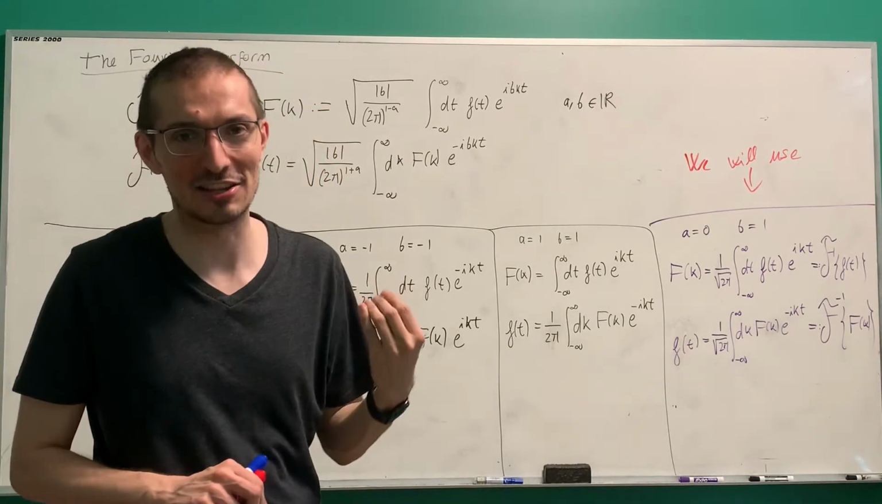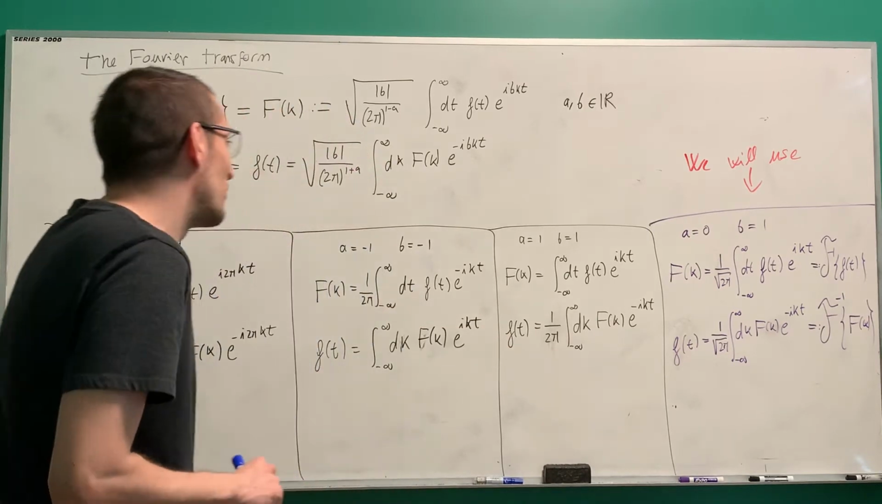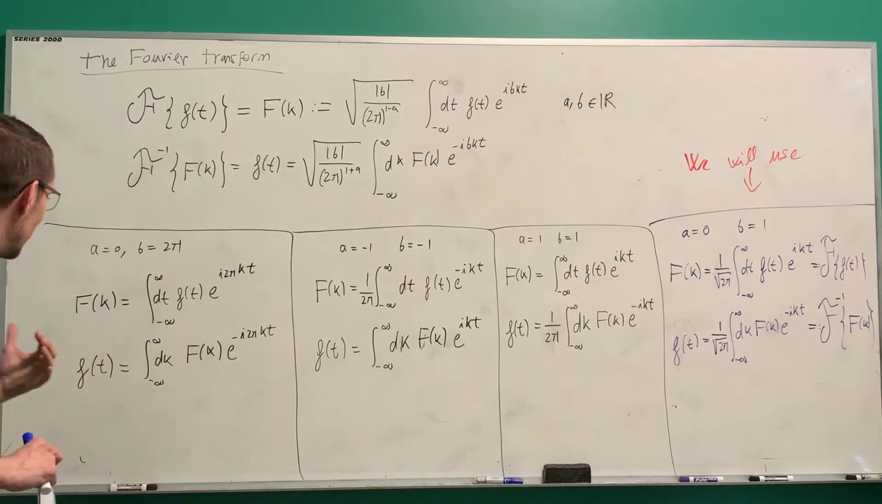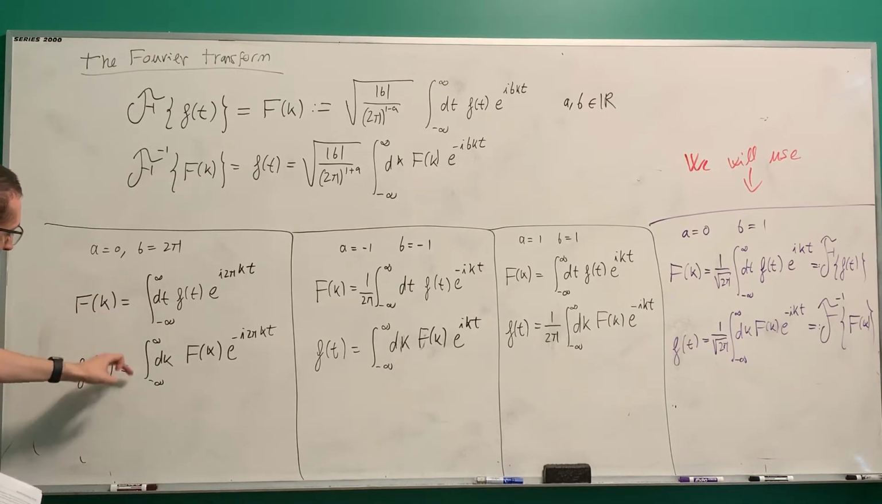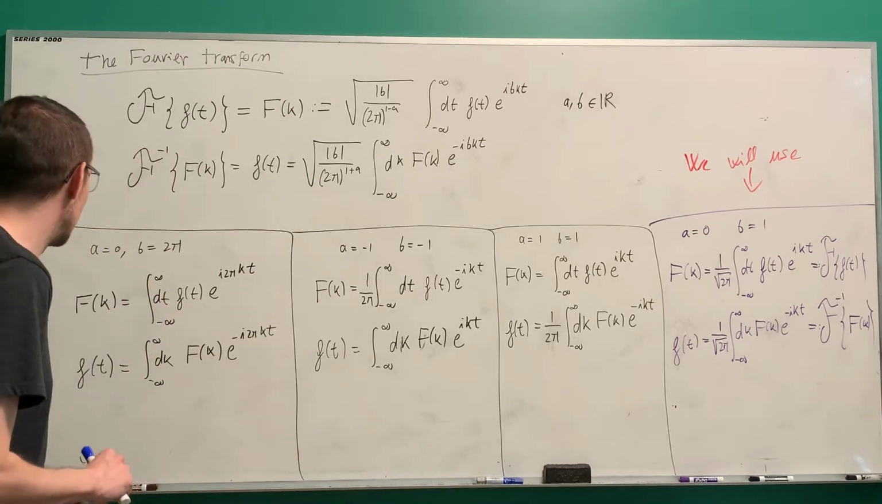Angular frequency is more natural. The angular frequency is what goes inside the cosine and is multiplied by t. For a physicist, it would be more natural. Anyway, this convention is pretty common. It's pretty common in engineering, actually, and also some mathematicians like it as well. It's nice in that it is symmetric, like this. It's also unitary, but we're not going to talk about that too much.